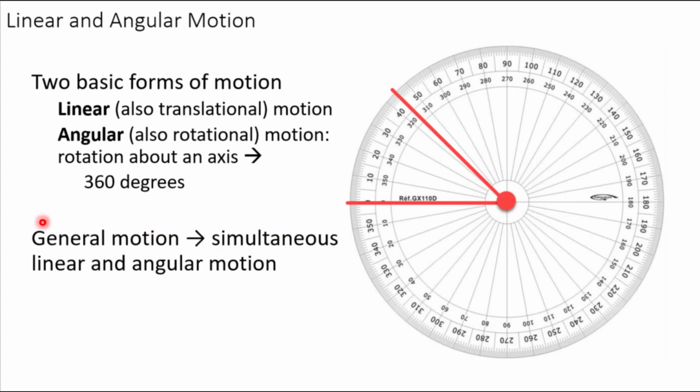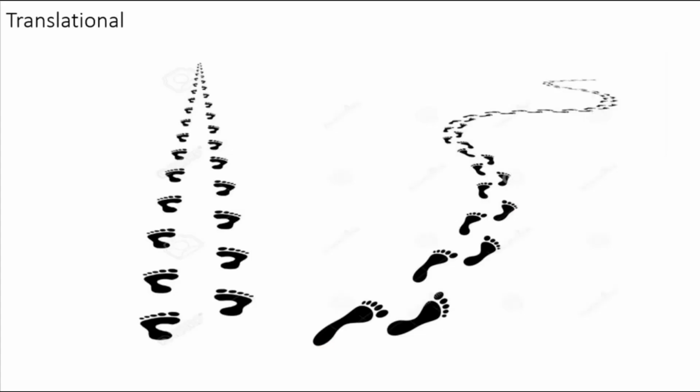Most of the movement that we are going to deal with is what's called general motion, which is a fancy way of saying a mix of both. So we're looking at simultaneously linear and angular motion. We deal with both, and there's others in physics, but we're going to look at these two because this is what we're dealing with from a sports performance or from an injury rehab perspective.